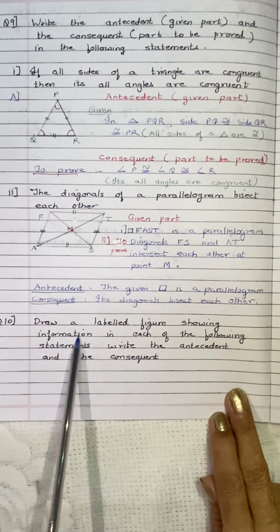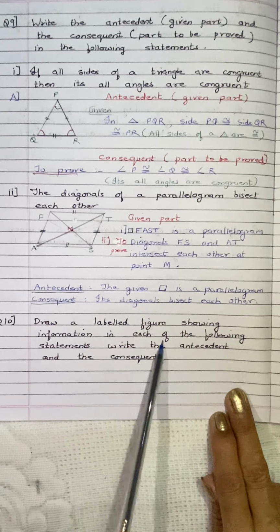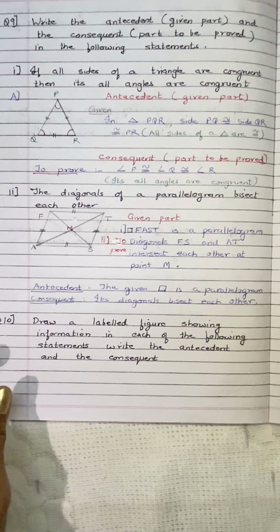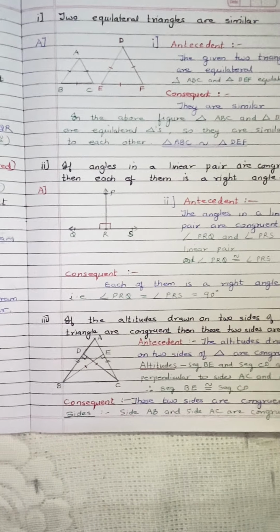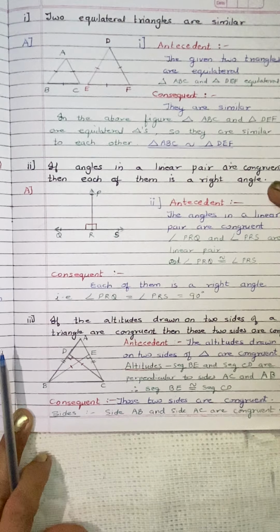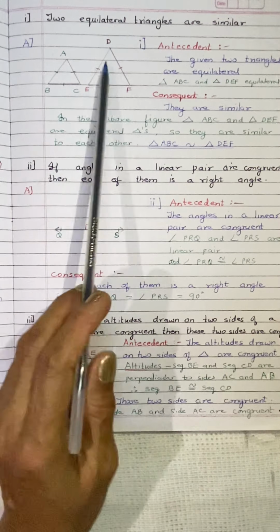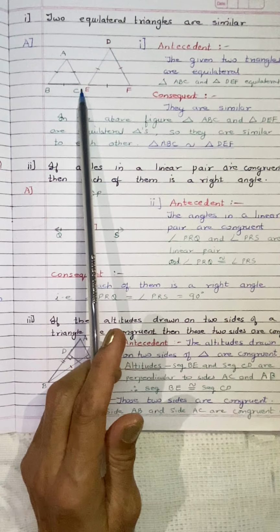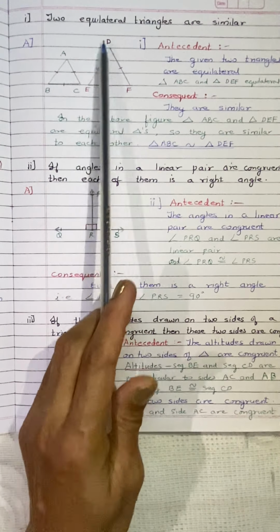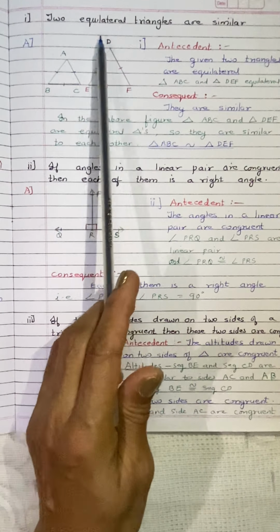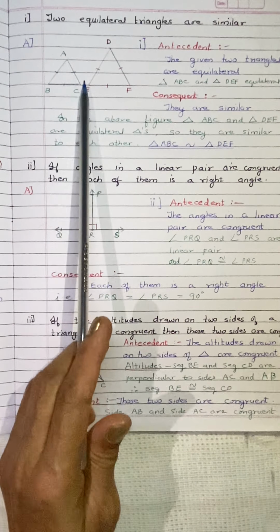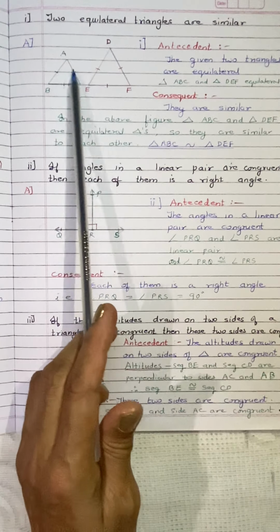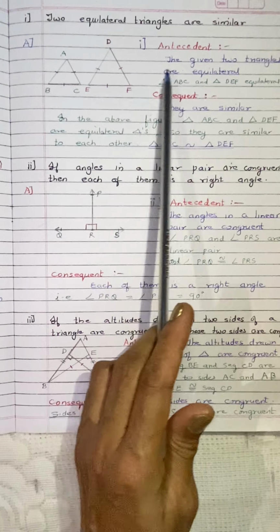Question 10. Draw a labeled figure showing the information in each of the following statements. Write the antecedent and the consequent. Sub-question 1. Two equilateral triangles are similar. If you look at the figure which I have drawn, triangle ABC and triangle DEF, when we talk about an equilateral triangle, all its sides are equal as well as its angles. So even if the lengths may be different, they are similar.